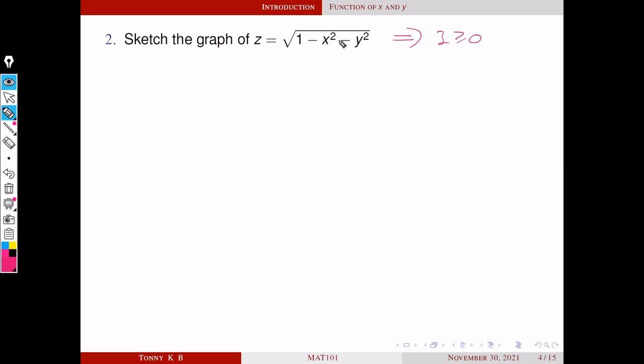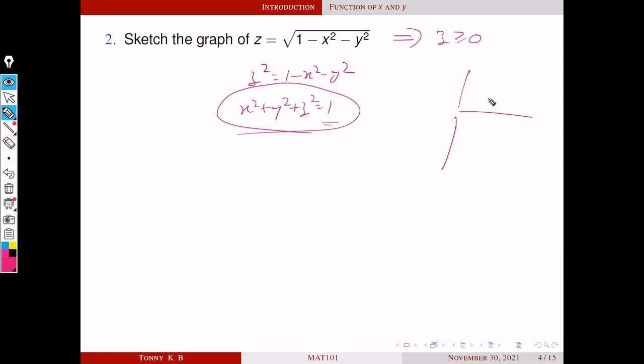If you square this expression, this gives z square is equal to 1 minus x square minus y square. If you take this x square and y square on the left side, this becomes x square plus y square plus z square equal to 1. And what is this? This is a very familiar surface. Yes, it's a sphere, the equation of a sphere with center origin and radius 1, because it's 1 square. So radius is 1.